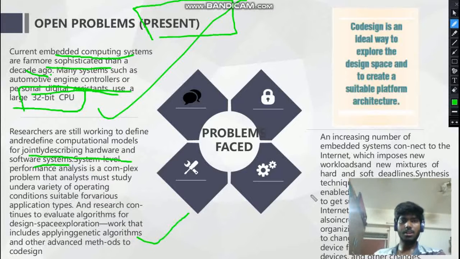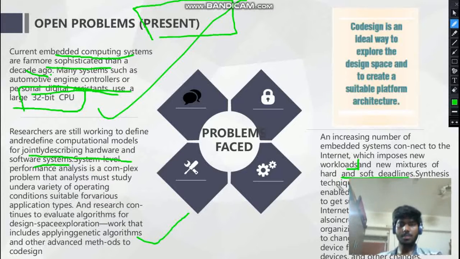So the third problem we face now is the increased number of embedded systems connected to the internet, which imposes new workload. Since the number of systems increases, the workload on the cloud or the memory increases, and we need to face problems with deadlines, such as hardware and software deadlines, which can cause the system not to work properly.